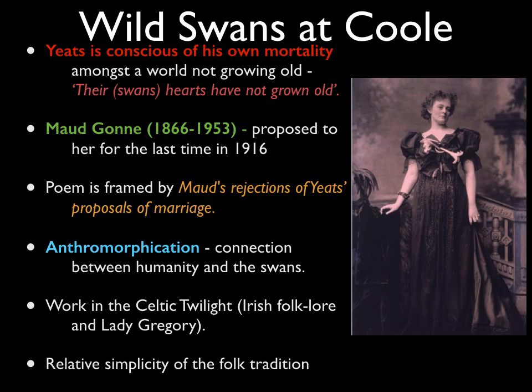Here he is, rejected for the last time, sitting at Coole Park all alone, and these swans lie before him as strong symbols that become the focus of his reflection. The anthropomorphication, the connection between humanity and the swans. The swans are not human beings, and Yeats gives them, through anthropomorphization, human characteristics. He gives non-human objects human qualities.